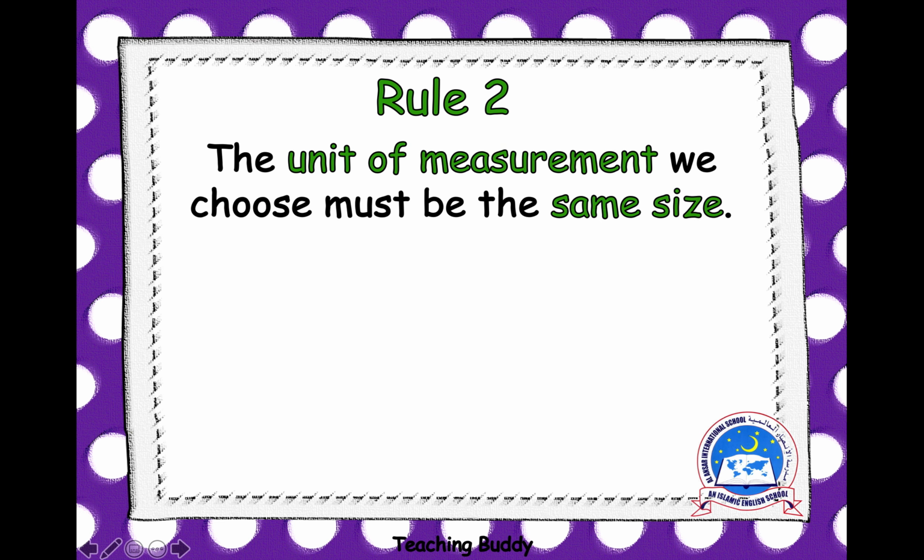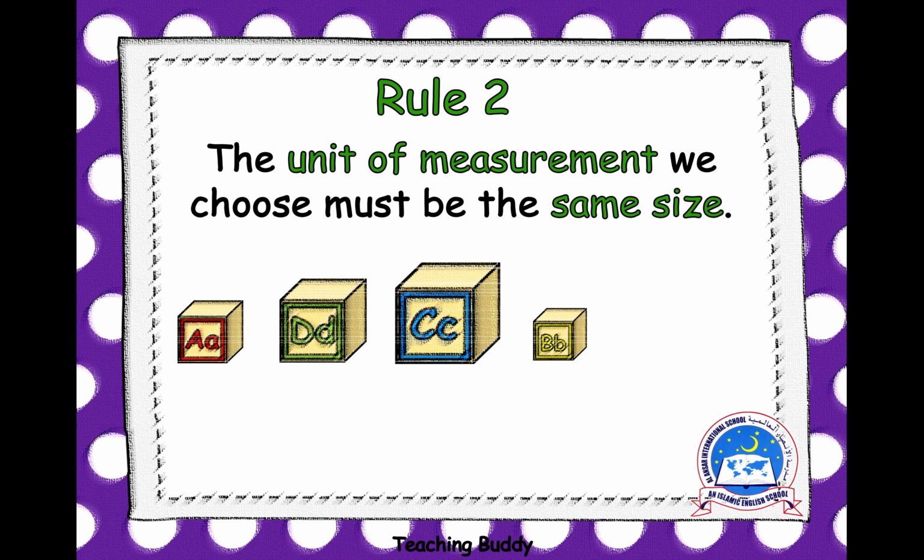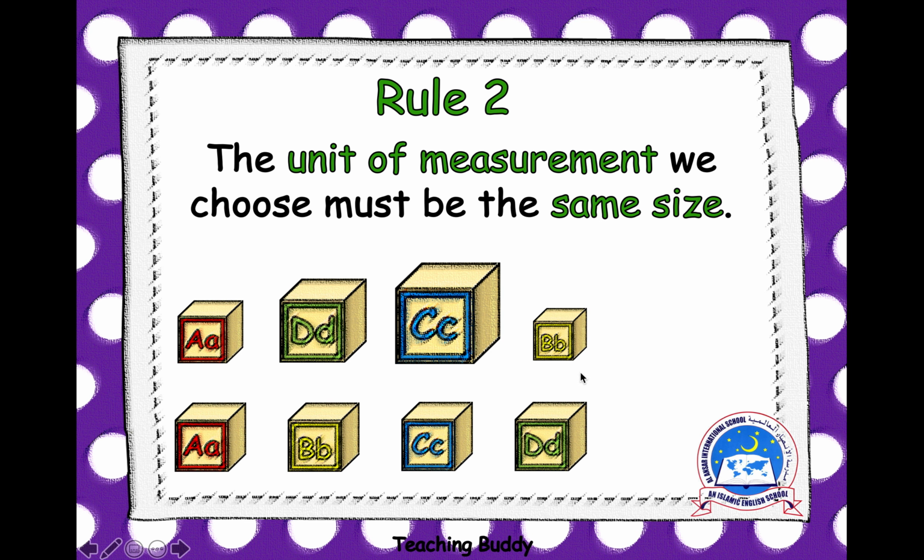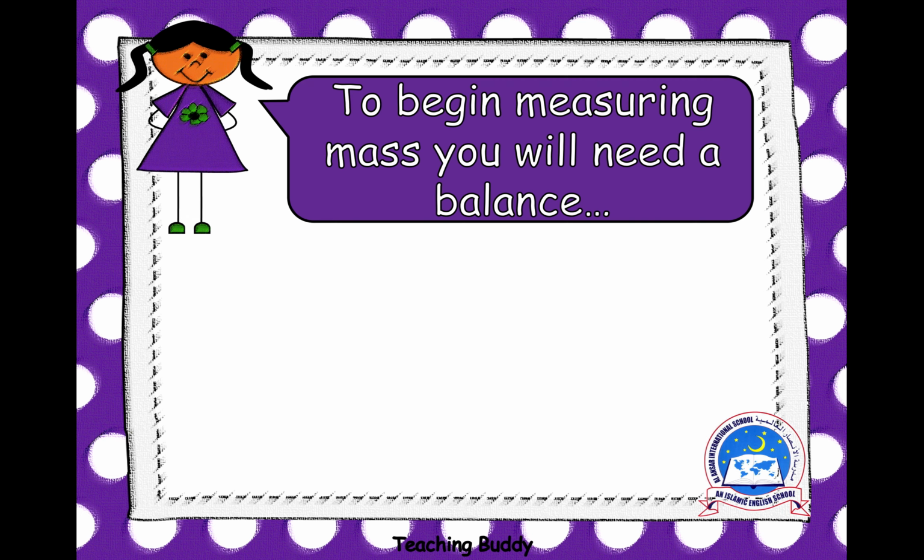The second rule is that the objects that we use to measure must be the same size. So here we chose the same object, but here they are different sizes. This is wrong. Over here, they are all the same size, and that is correct.